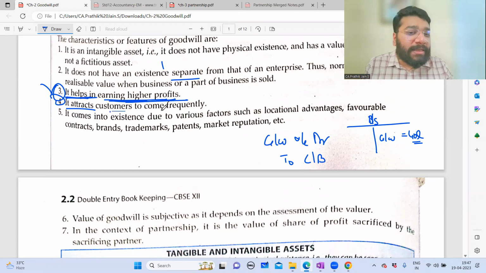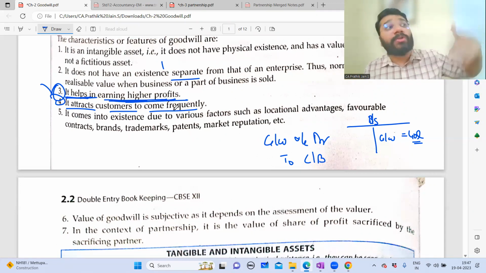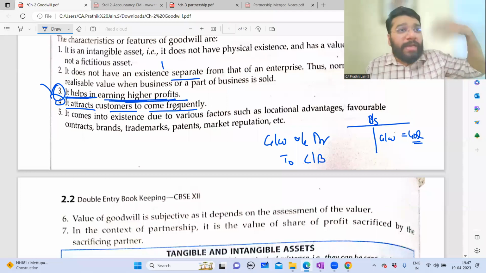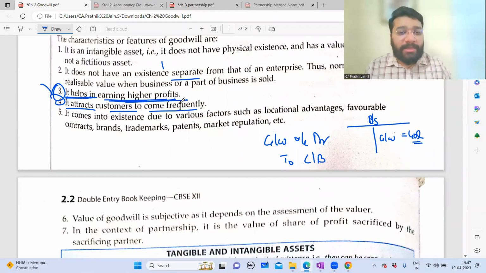Fourth, it attracts customers to come frequently. Obviously, with a good brand name you'll get good customers frequently, because your brand has reached that level because of the service or quality of what you provided. So naturally, a good brand name and good reputation will attract more customers.